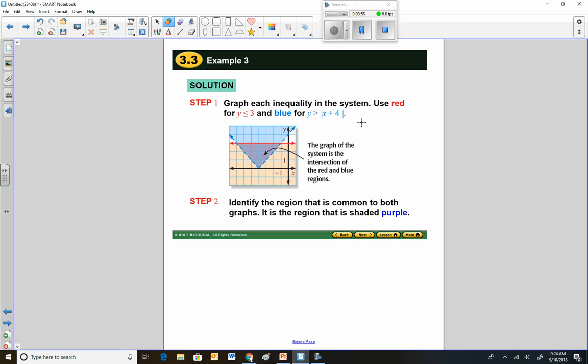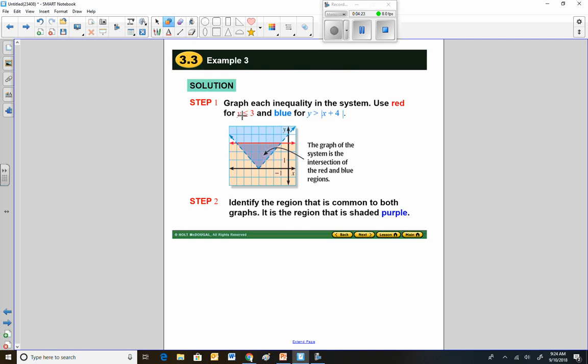Here's the absolute value. If y is greater than, I'm sorry, greater than x plus 4, we know that the vertex is going to be at negative 4. And then we go over 1, up 1, over 1, up 1, and we continue to create both sides of that absolute value. And notice the lines are dashed because there's no equal sign here. And it says y is above it. So above the two lines would be right in here, so I would shade all that blue.